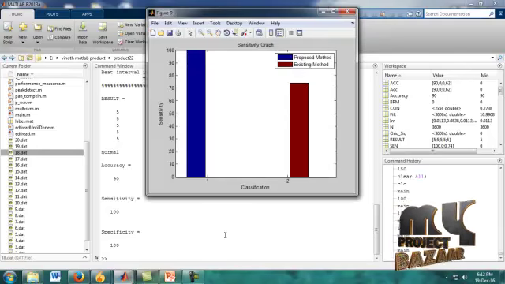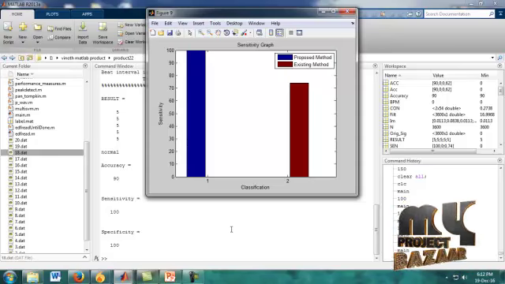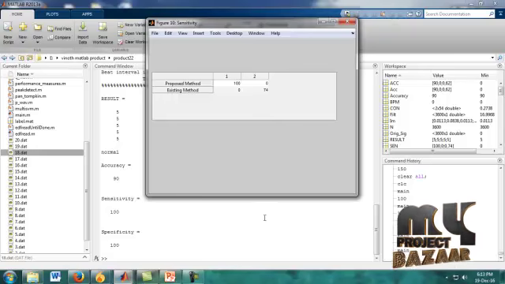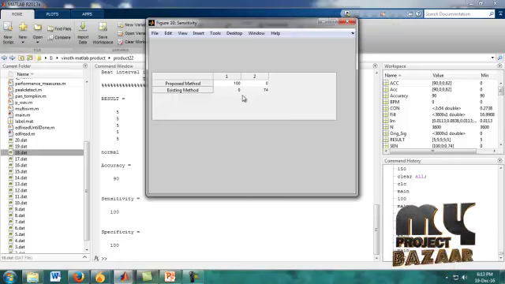Figure 9 shows the sensitivity graph. When compared to the existing method, the proposed method's sensitivity level is higher. The X label shows the classification and the Y label shows the sensitivity. According to that graph, the sensitivity levels are shown in the table. The proposed method is high at 100% and the existing method is 74.